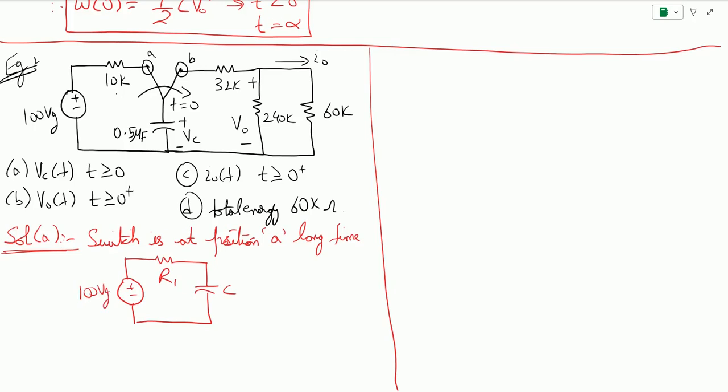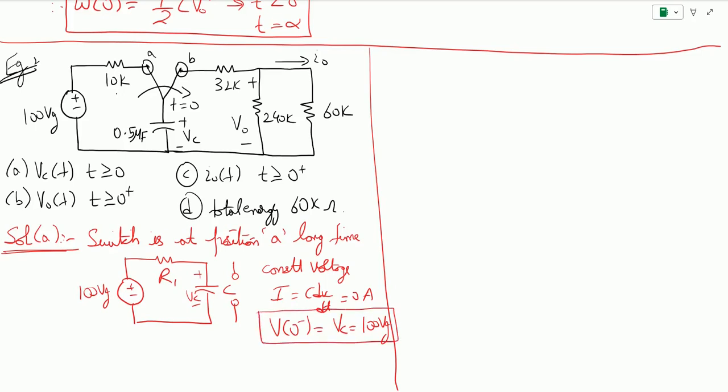We know that when a switch is closed for a long time, or it is at position A for a long time, a constant voltage is going to appear across this, which means that the current is going to be 0 amps and the capacitor will act as an open circuit. So what is going to be the voltage appearing across this? The initial voltage, V naught minus, is going to be the voltage at the capacitor, which is going to be 100 V. This is the initial voltage that is going to appear when the circuit is closed for a longer time.